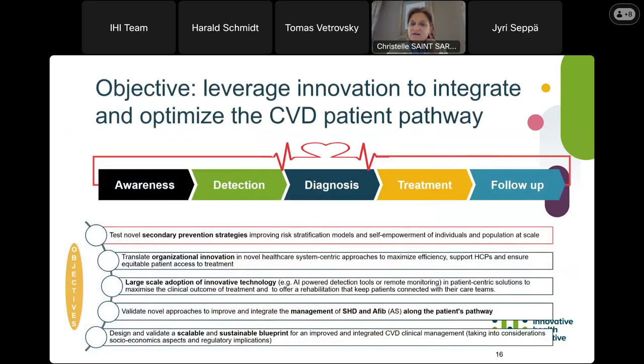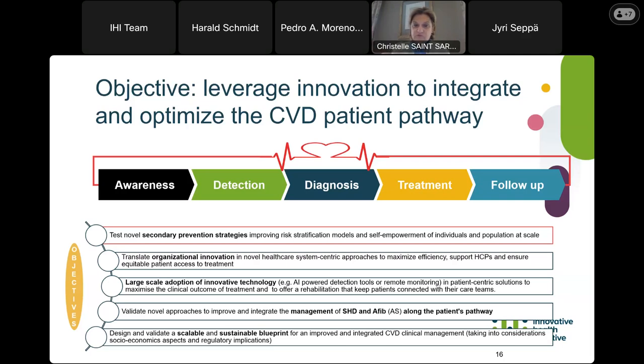Next slide, please. So our proposition to improve the care pathway from awareness, detection, diagnosis, treatment, and follow-up is the following. First, we aim at testing novel secondary prevention strategies in order to trigger early detection and diagnosis of patients who are in need. The second approach is to develop and test new organizational approaches to maximize the efficiency of care, to support HCPs in the context of staffing issues, and to obviously ensure patient access to treatment. The third part of the proposition is to test a large set of innovative technologies, typically AI technologies, AI decision tools, to maximize the clinical outcome along the patient pathway.